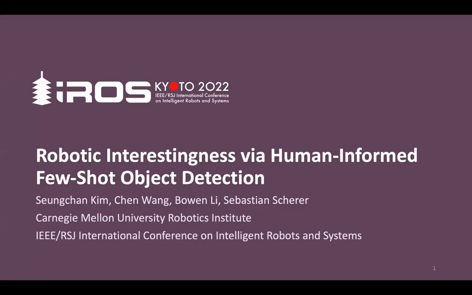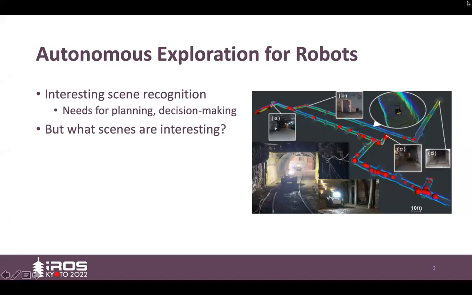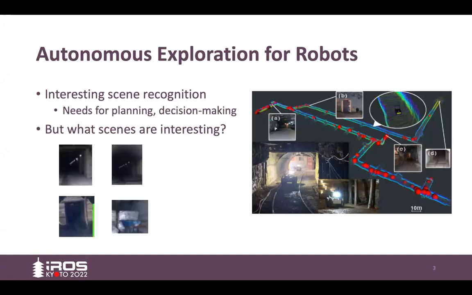Hello, my name is Chen Kim, and I'm here to present robotic interestingness via human-informed visual object detection. We are interested in autonomous exploration for robots, especially interesting scene recognition, which is good for planning and decision-making for robotics. But the question is, what scenes are interesting?